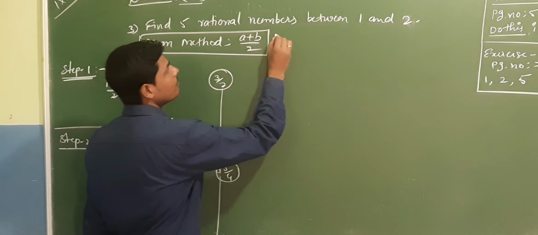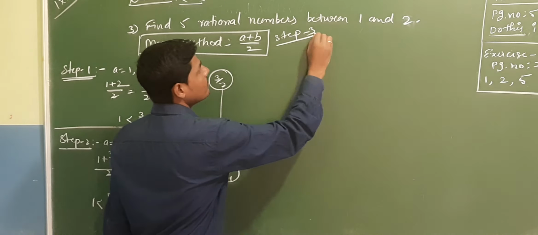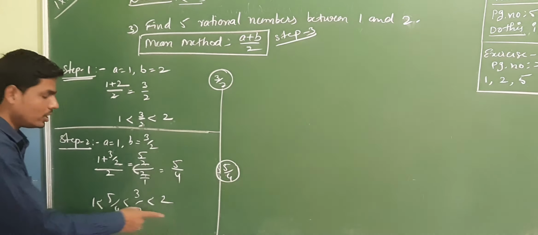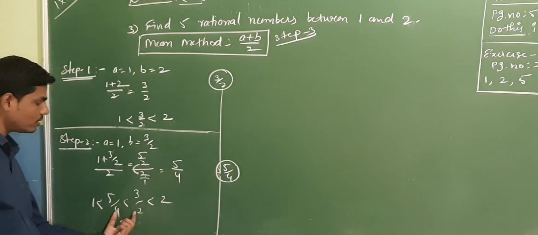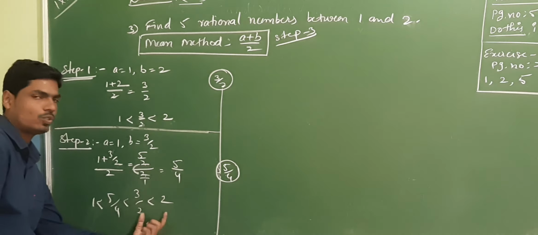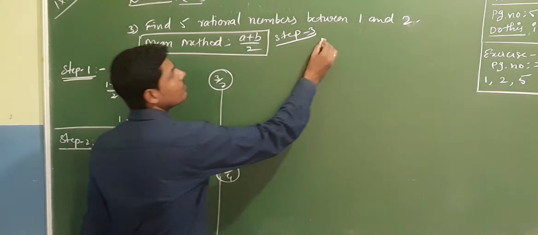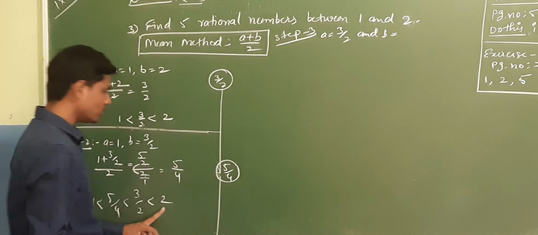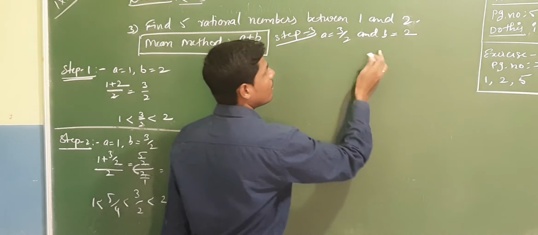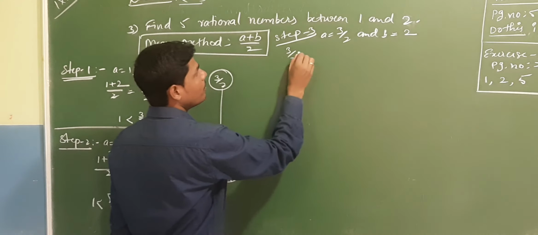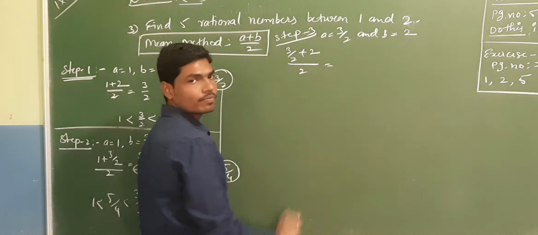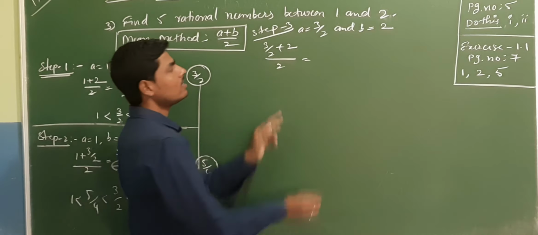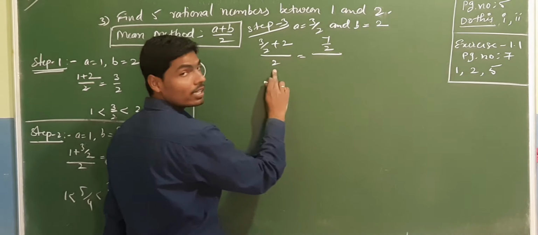Now step 3. Let us take any two rational numbers. You should take either these two or these two continuously. Now I am taking these two. Okay, A is 3 by 2 and B is equal to 2. Now apply that formula, 3 by 2 plus 2, by 2. Here it's like a mixed fraction again. 2 2s are 4 plus 3, that is 7 by 2, by denominator 2.